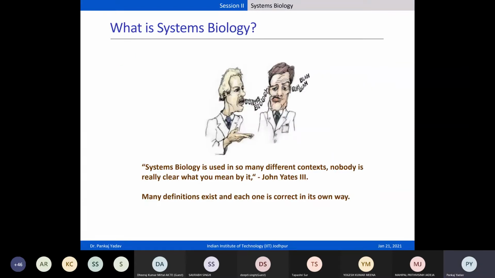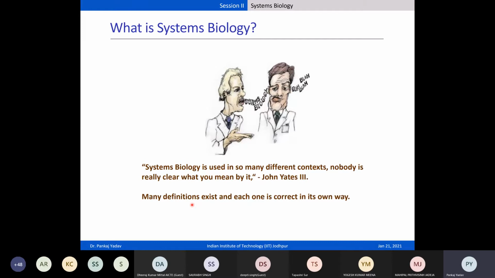So what is systems biology basically? There is no single definition that describes this field, and it is used in many different contexts. So there are a lot of definitions, but nobody is really clear what we mean by this terminology, systems biology. This was mentioned by one of the great scientists, John Yates. And even if you look at the textbooks, there are no clearly defined textbooks for this field.